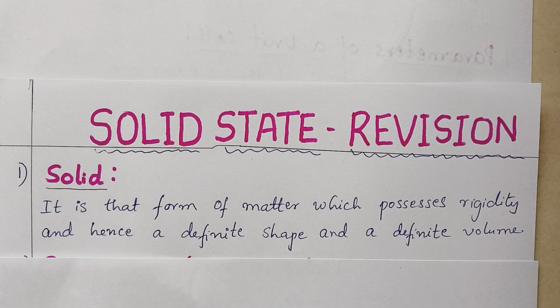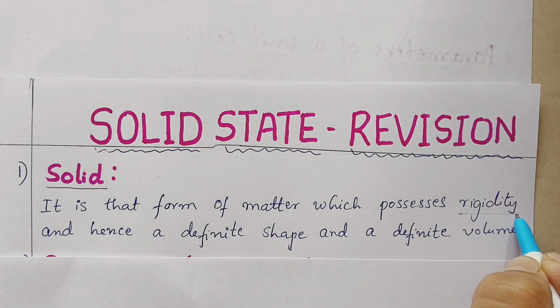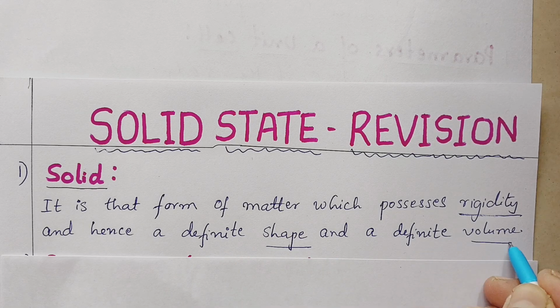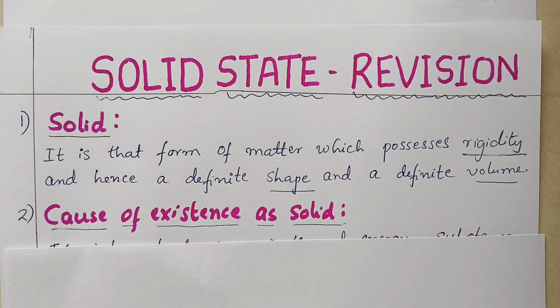What is a solid? A solid is that form of matter which possesses rigidity and hence a definite shape and a definite volume. Now we will see why some substances exist as solids, or the cause of existence as solid.